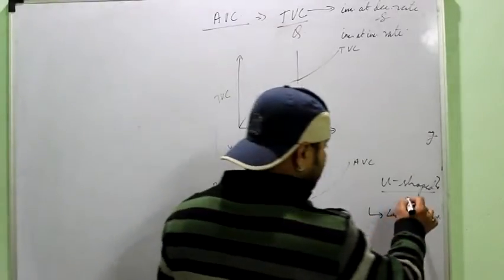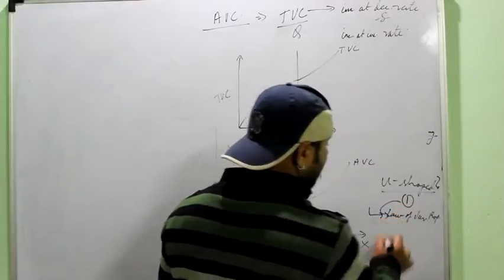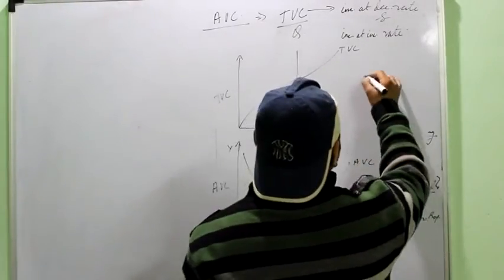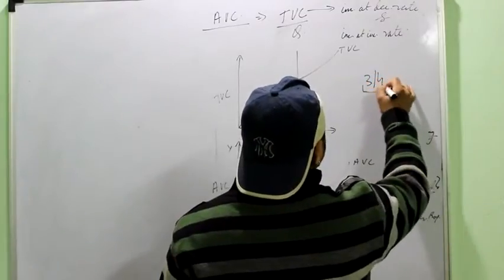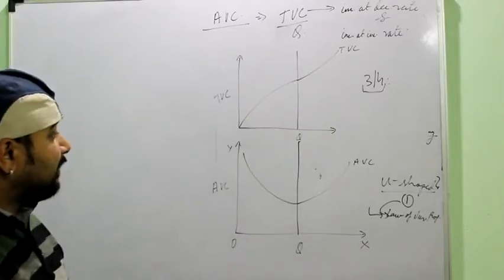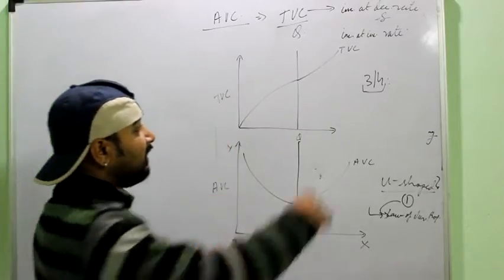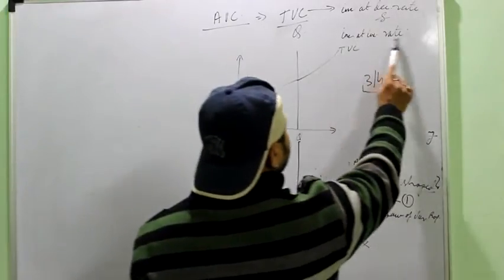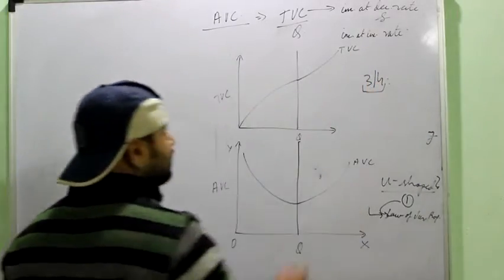This is sufficient for a 1 mark question: law of variable proportion. Now it may also be asked why the AVC curve is U-shaped in a 3 or 4 mark question. In that case, this concept needs to be explained, right? You can draw this diagram and show that it is being derived from the TVC. Mention that when TVC is increasing at a decreasing rate, AVC will decline, and when it is increasing at an increasing rate, AVC will start rising.